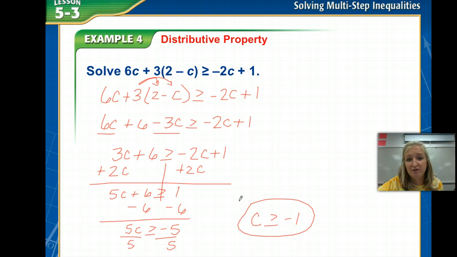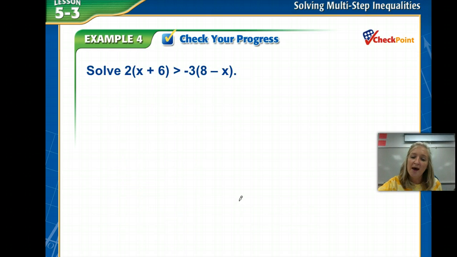So this is the distributive property solving inequalities. So we are at a checkpoint. Go ahead and pause the video, solve it, and see if you can get the same answer as I do for example number 4. All right, hopefully you have solved.